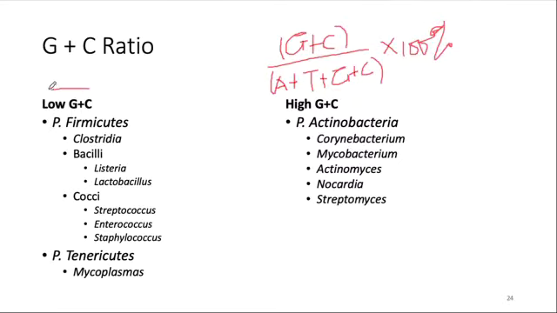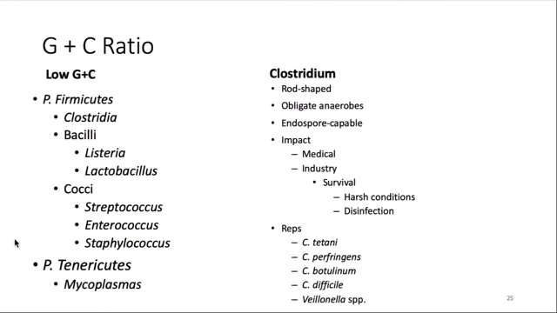either low GC content or high GC content. For this lecture, we will just concentrate on those that have low GC content. So the phylum Firmicutes and the phylum Tenericutes. For the phylum Firmicutes, we have members such as the Clostridia and the Bacilli groups.